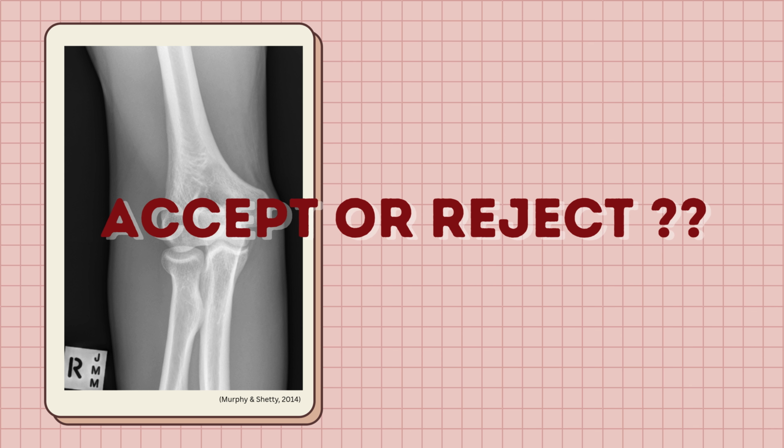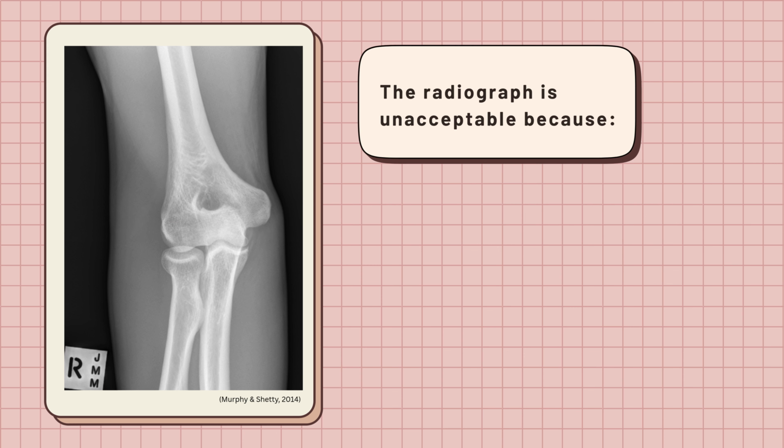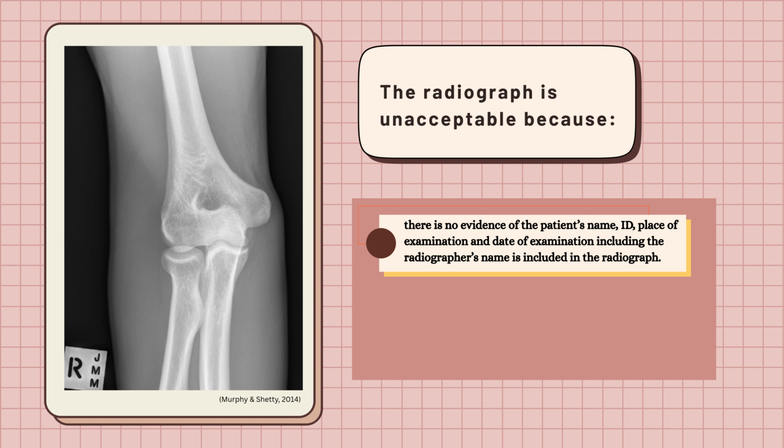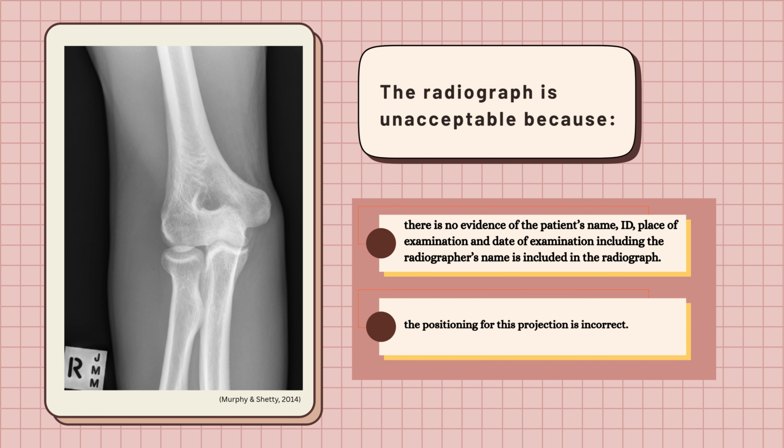After critiquing the radiograph based on the Paceman method, we come to the conclusion whether to accept or reject the radiograph. This radiograph is unacceptable. This is because there is no evidence of the patient's name, ID, date and place of examination, and the radiographer's name on the radiograph, and the positioning for this projection is incorrect.